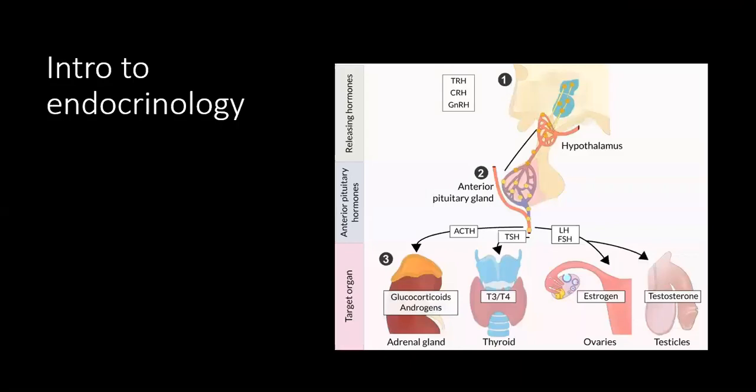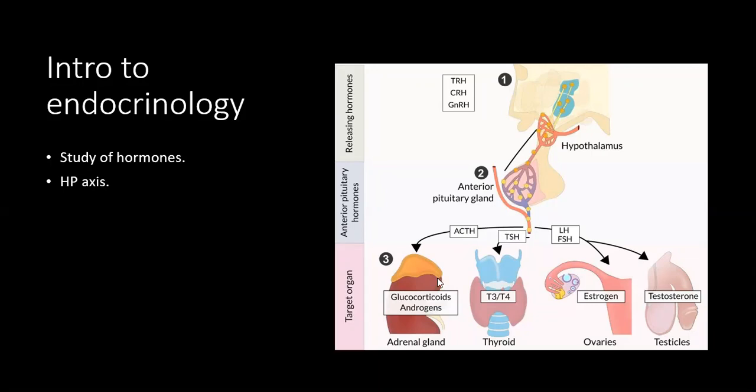So just a quick little introduction to endocrinology. Endocrinology is the study of hormones. And something really important to learn and understand with this is the hypothalamic pituitary axis. So we have the hypothalamus, which secretes releasing hormones, which triggers our anterior pituitary gland to release stimulating hormones.